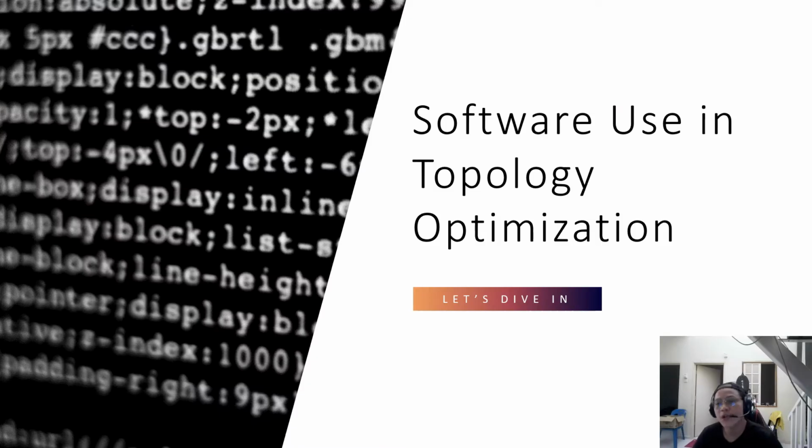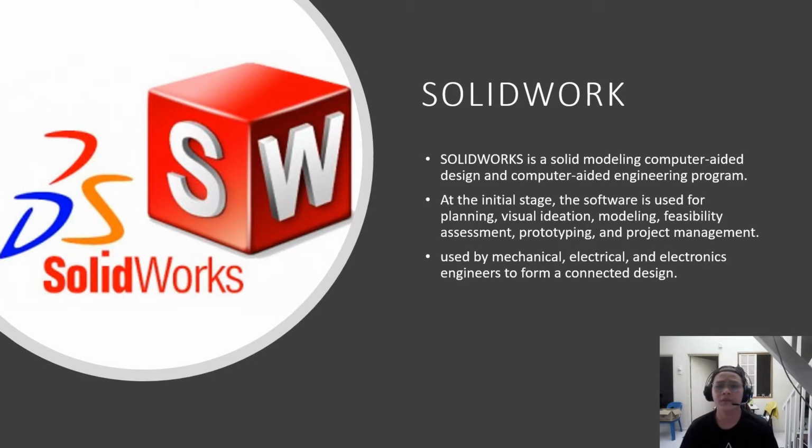Let's continue with the software used in topology optimization for our group assignment. The first software used is SolidWorks. SolidWorks is a solid modeling computer-aided design and computer-aided engineering program. At the initial stage, the software is used for planning and visual ideation, modeling, feasibility assessment, prototyping, and project management. It is used by mechanical, electrical, and electronic engineers to form a connected design.